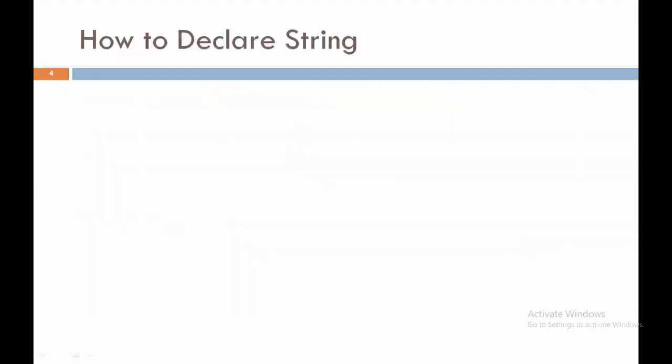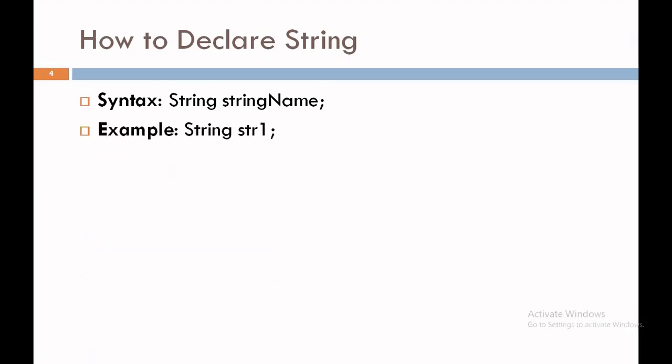Now let's see how to declare a string in Java. We all know that String is a class in Java, so there are various ways in which we can declare a string. The first way is to just specify the string name with the String class. See here, String is a class and the string name is the name of the object, like the example String str1. The str1 is a string object which represents the String class.